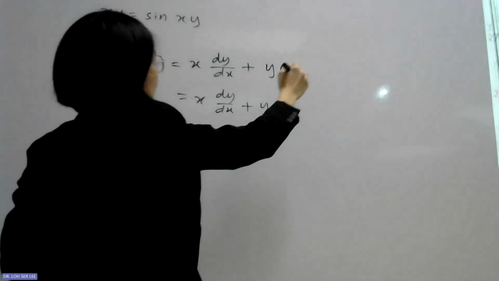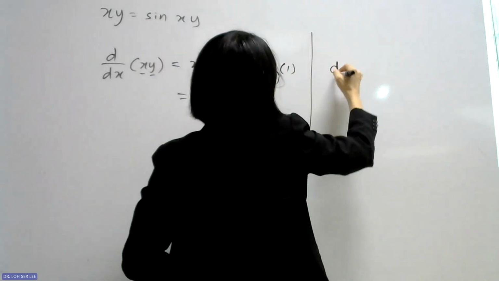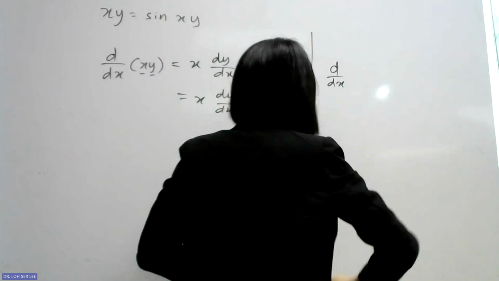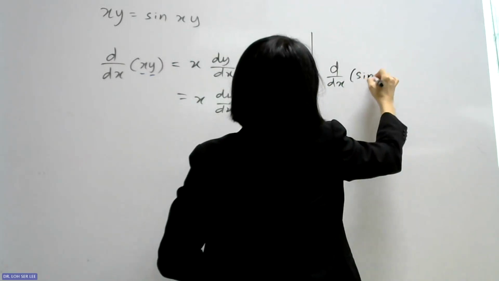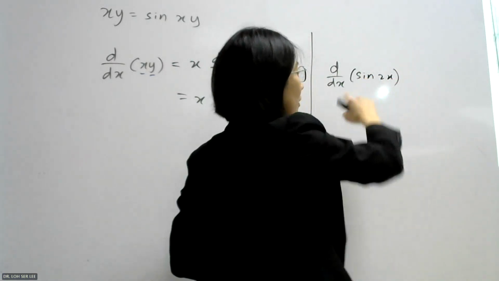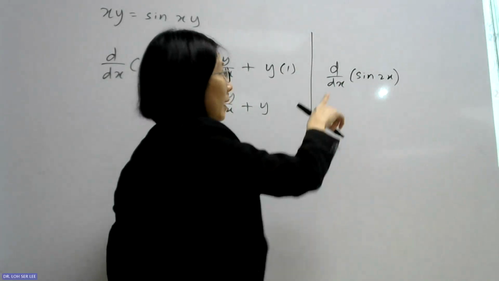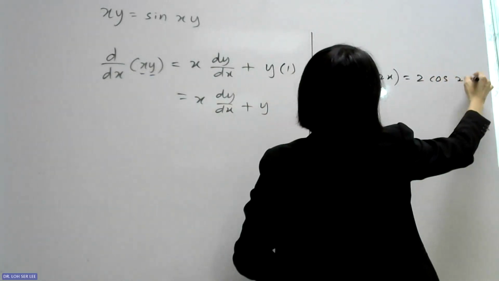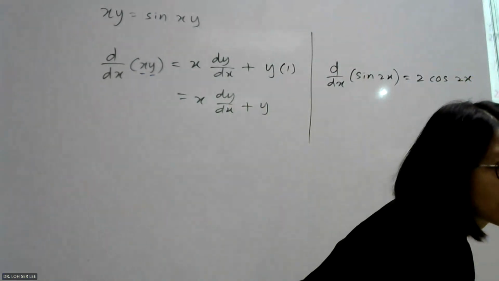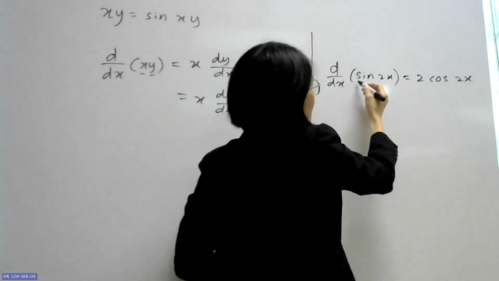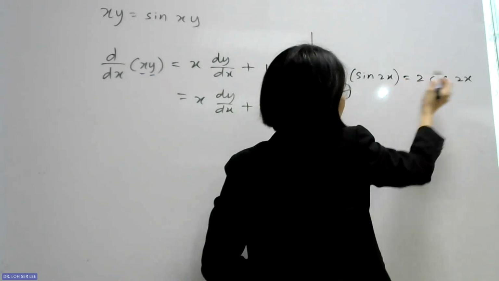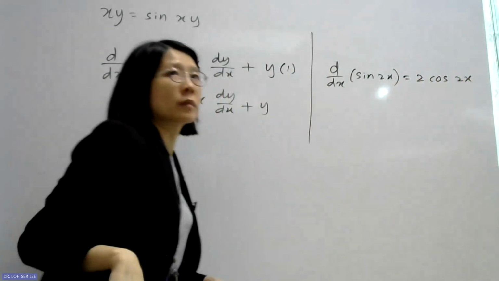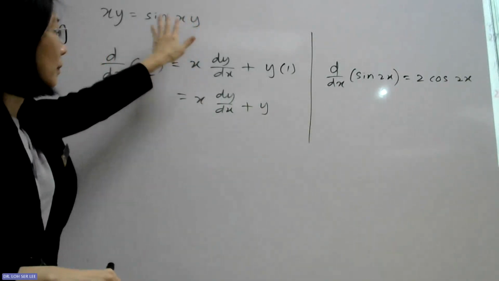Before this, I want to remind you how to differentiate the sine function. Let's say you have sine 2x. What do you get? You get 2 cos 2x. Because when you differentiate sine, you get a cos function with the same angle, and then you differentiate the angle with respect to x, you get a 2 here. Same goes to this one.